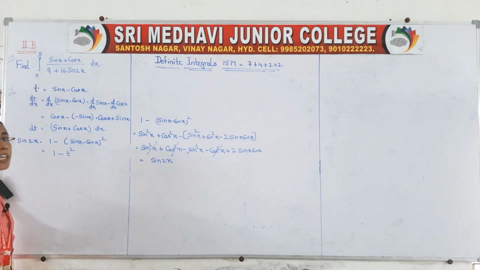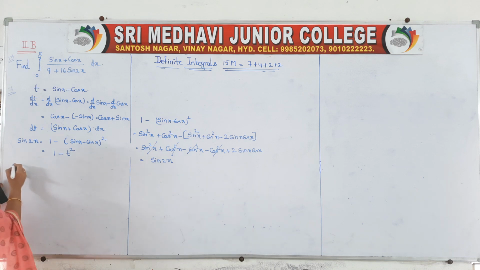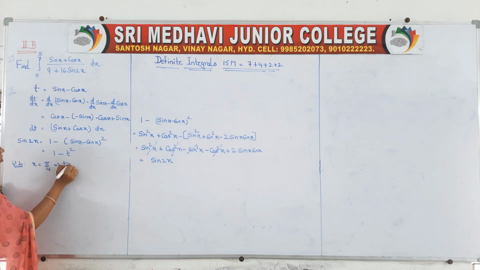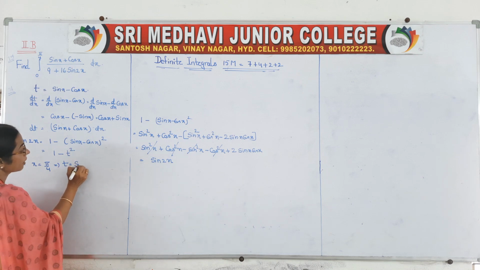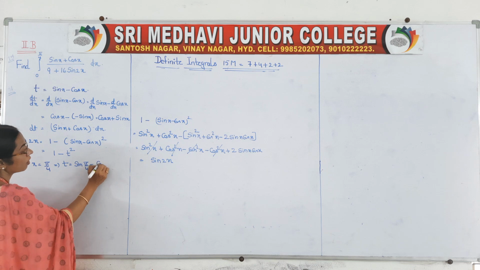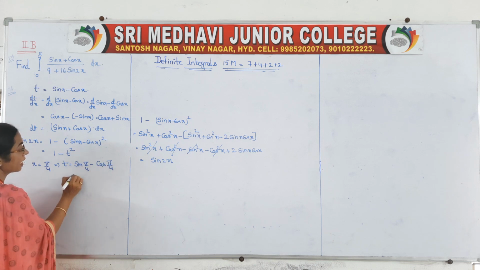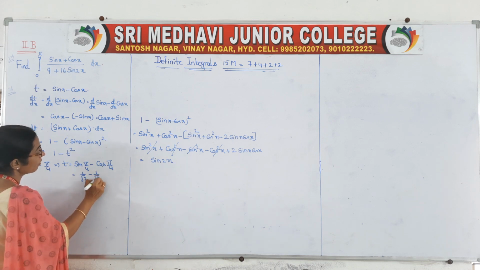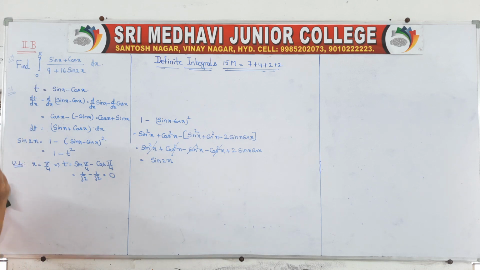I already said many times that in definite integrals, if we go for substitution, we have to change the limits also. Take the upper limit. The question is in terms of x, so limits are also with respect to x. x is equal to pi by 4. Now find t by substituting: t is equal to sin pi by 4 minus cos pi by 4. Sin 45 is 1 by root 2, minus cos 45, 1 by root 2. Both cancel, so the upper limit t value is 0.